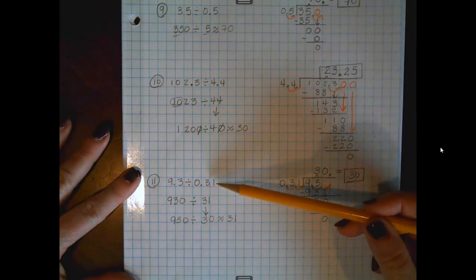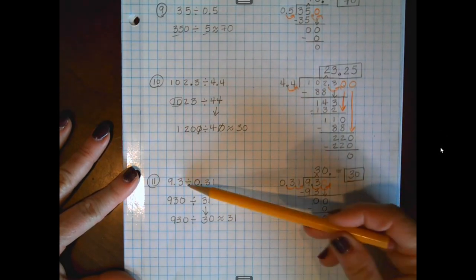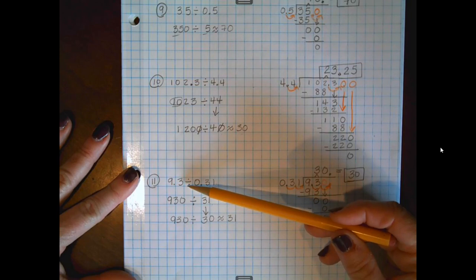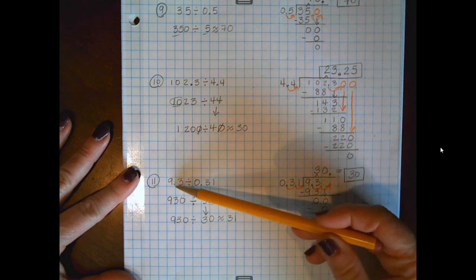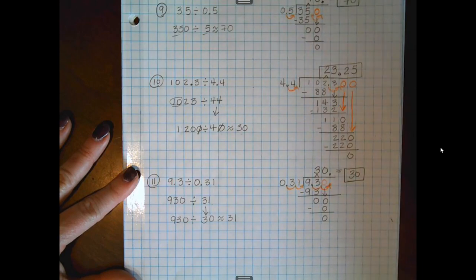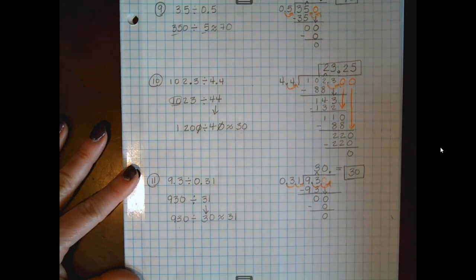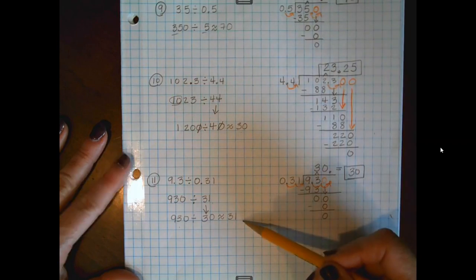Number 11, 9 3/10 divided by 31/100. I look at that divisor. I make it a whole number by multiplying it times 100. I do the same thing with the dividend. So when I move that decimal 2 places to the right, it actually becomes 930. I'm going to use the compatible numbers 30 and 930 to get a quick estimate of 31.